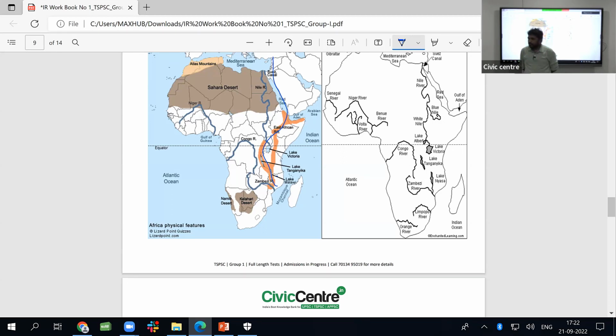Now tell me, which cape looks like the meeting point of the Atlantic Ocean and the Indian Ocean? Is it Cape Agulhas or Cape of Good Hope? Cape Agulhas, yes. It's the meeting point of the Atlantic and Indian Oceans.